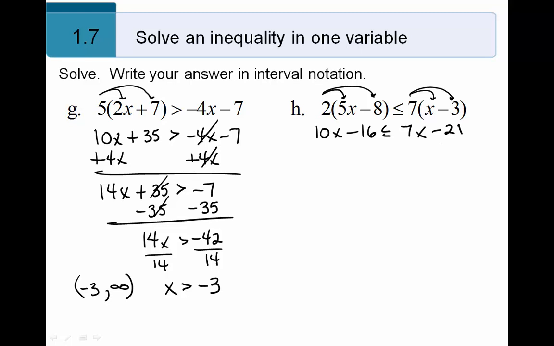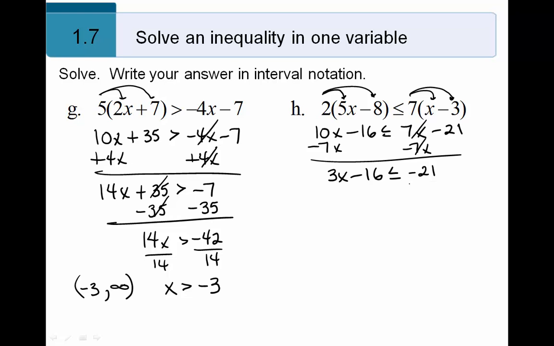Moving to steps 2 and 3, we need to get the variable term on one side, the number on the other. To move all the variables to the left, we need to get rid of that positive 7x on the right, and so we'll put a negative 7x on both sides. Combining the x's, positive 10 and negative 7 is positive 3. So we have 3x minus 16 is less than or equal to. Those 7x's cancel, and we get a negative 21.